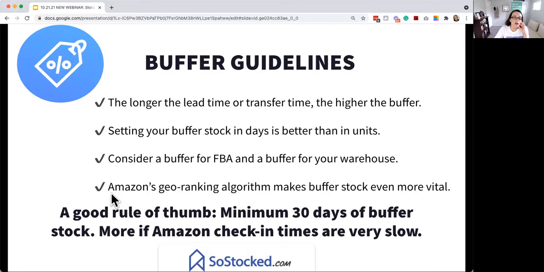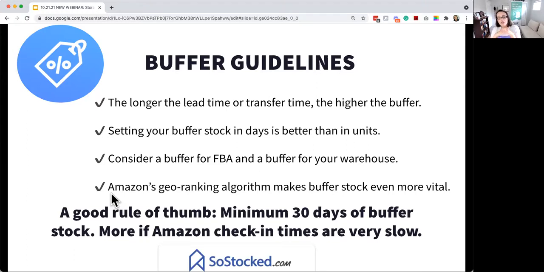And then lastly, buffer stock is important at Amazon, FBA specifically, due to Amazon's geo ranking algorithm. If you don't have enough inventory, Amazon is not going to feel comfortable that they're going to be able to hit that 2-day Prime, and they're going to start creeping your listing down the rankings in the areas where they can't fulfill. So maybe you're in California and you search California and you're just fine in the rankings, but in Kansas, someone searches for your product and you're lower in the rankings because the algorithm is discouraging them from buying your products, right? So keeping enough buffer stock is important.